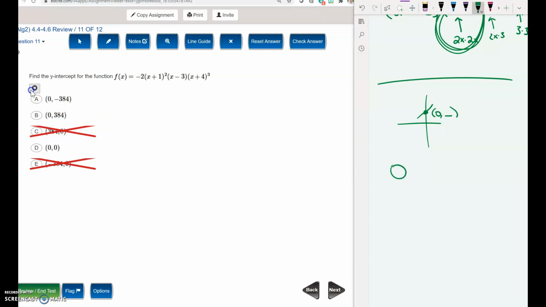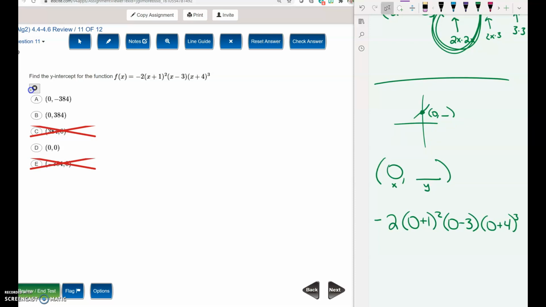If it's 0, something, that means our x value is 0, and we plug that in and we will find the y value. So negative 2 times 0 plus 1 squared times 0 minus 3 times 0 plus 4 cubed. All right, 0 plus 1 is 1, and 1 squared is 1. This one is going to be a -3. This is going to be 4 to the third. 4 to the third is 64.